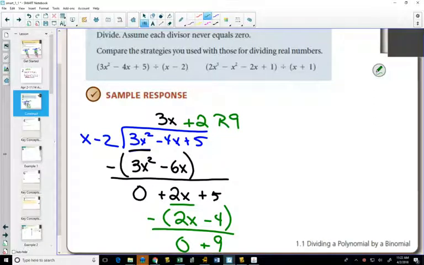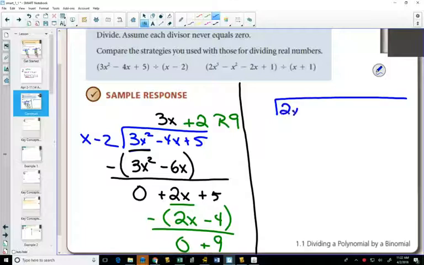So let's do another one together, just to see if we can get used to this pattern. Because what's happening is we're doing the same thing over and over again. And what I've done with my colors is tried to color code it to say, I did it in black, got an answer, then I did it again in green, got an answer. So in this next one, we've got 2x cubed minus x squared minus 2x plus 1 divided by an x plus 1.